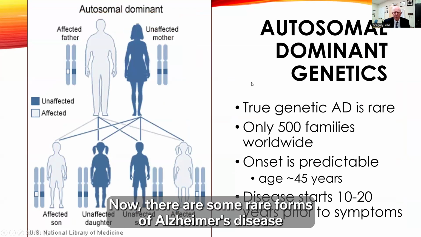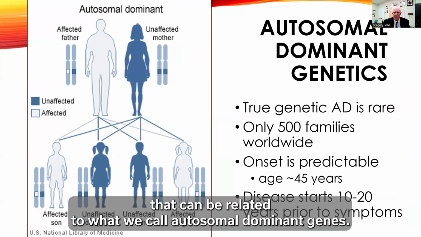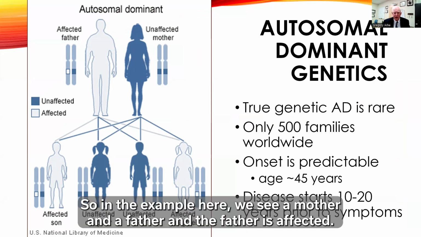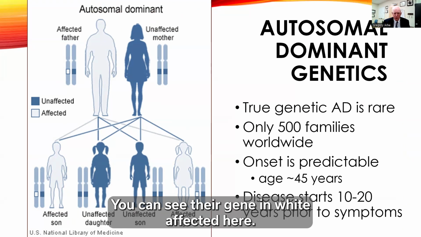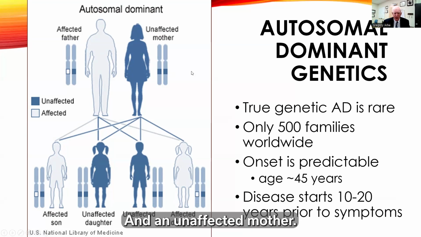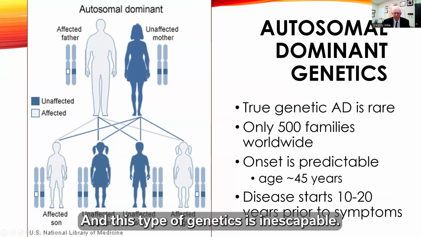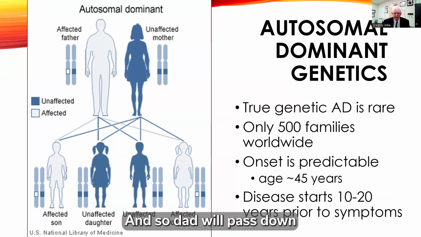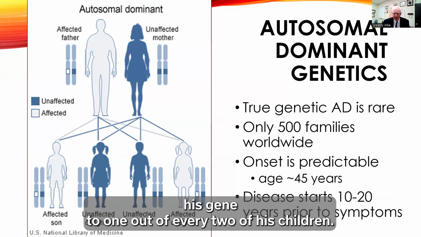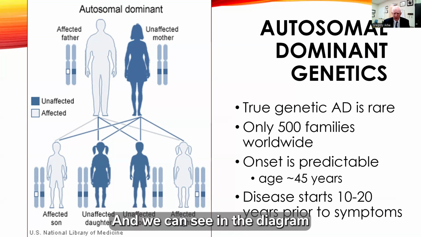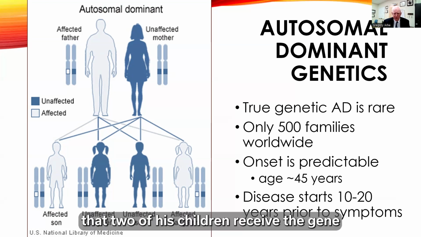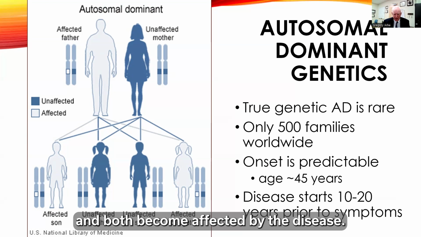Now, there are some rare forms of Alzheimer's disease that can be related to what we call autosomal dominant genes. So, in the example here, we see a mother and a father, and the father is affected. You can see their gene in white affected here, and an unaffected mother. And this type of genetics is inescapable. And so dad will pass down his gene to one out of every two of his children.